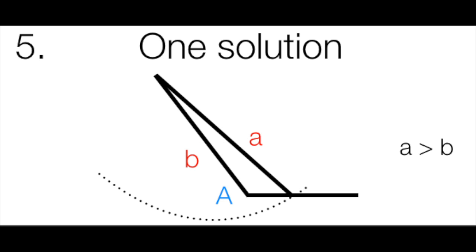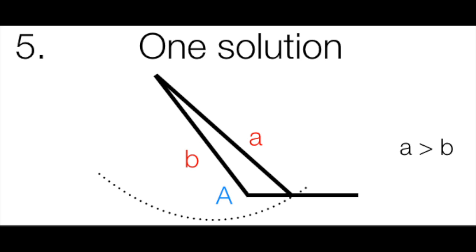In possibility number 5, there is one solution. This is due to the fact that angle A is obtuse and that A is greater than B. Because side A is greater than side B, it is long enough to intersect with side C, forming one triangle. Thus, there is only one solution.